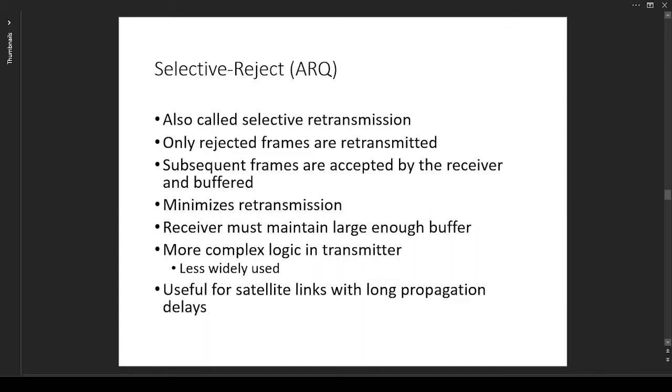Selective reject would appear to be more efficient than go back N because it minimizes the amount of retransmission. On the other hand, the receiver must maintain a buffer large enough to save post-selective reject frames until the frame in error is retransmitted, and must contain logic for reinserting the frame in the proper sequence. Selective reject is a useful choice for a satellite link because of the long propagation delay involved.